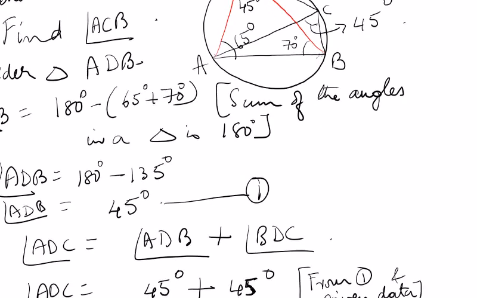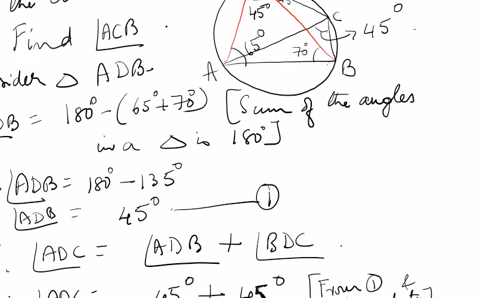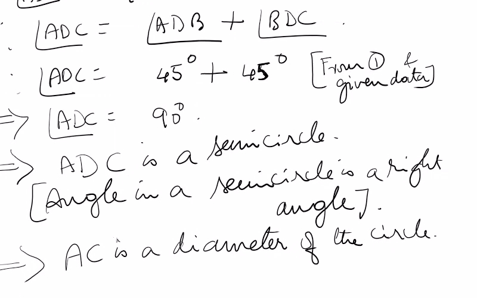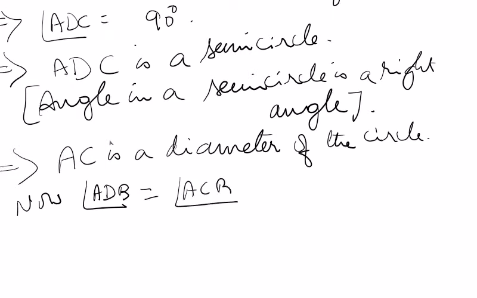So you will have to identify that these two angles are in the same segment. See, both are ending with A and B. This is ADB and this is ACB. That means both the angles are in the same segment made by the chord AB. So therefore angle ADB is equal to angle ACB. Why? Angles in the same segment are equal.